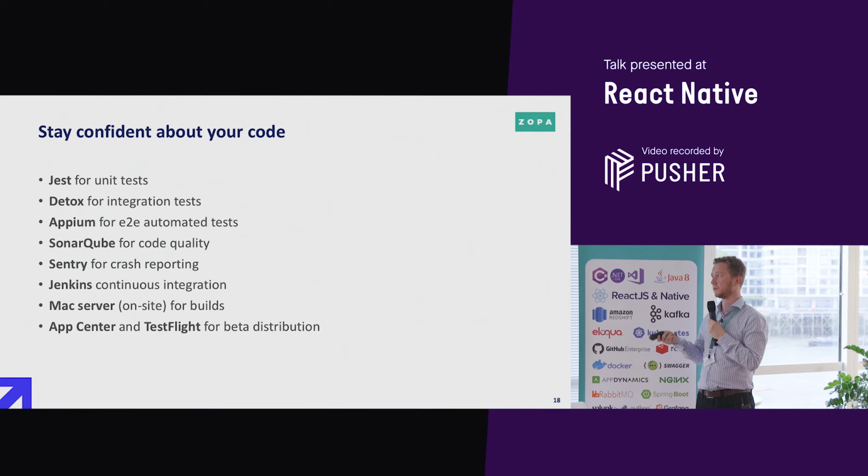We also have Detox tests that we run every day to make sure that nobody broke any screen. So it's more like our integration test. We also use Appium for QA testing, which is end-to-end testing with our UAT environment. And we have code quality tools to make sure the code is still working, with SonarQube, and Sentry for crash reporting. Jenkins is our continuous integration tool, and we use an on-site Mac server to generate our builds.